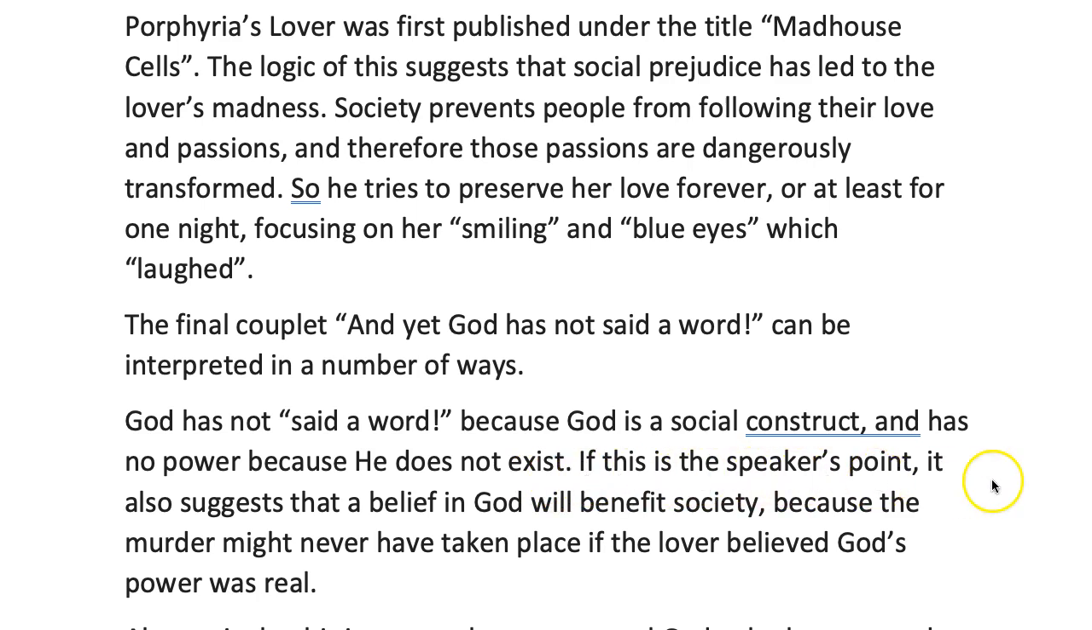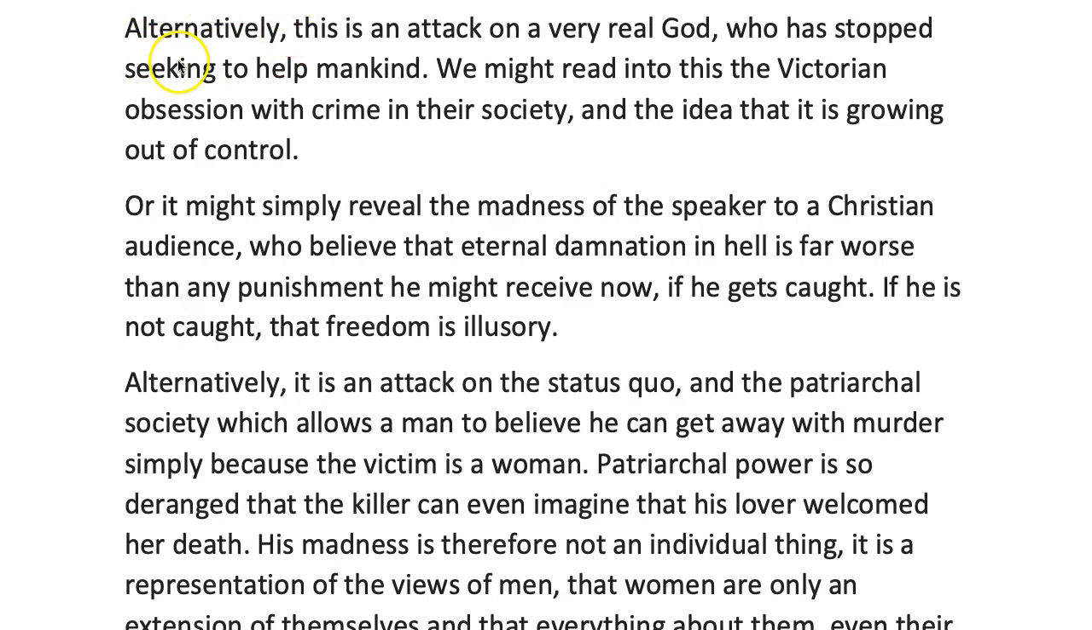If this is the speaker's point, it also suggests that a belief in God will benefit society because the murder might never have taken place if the lover believed God's power was real. So this could be Browning arguing that actually Christianity is a benefit to society. It stops people behaving in this evil and irrational way. But alternatively, and that word means we can take the interpretation in a totally different direction, this is an attack on a very real God who has stopped seeking to help mankind. So he's accusing God of not saying a word.